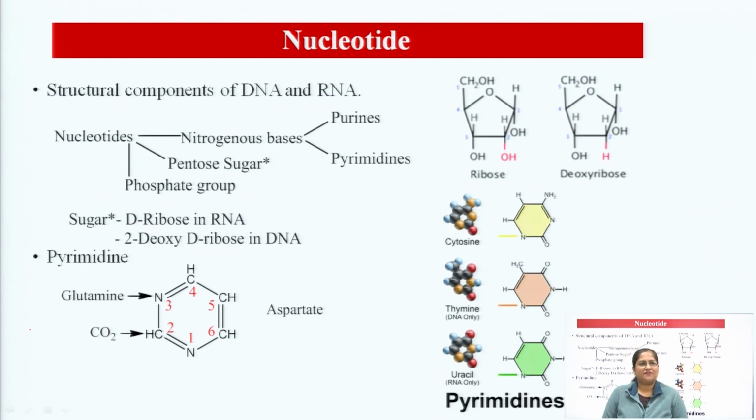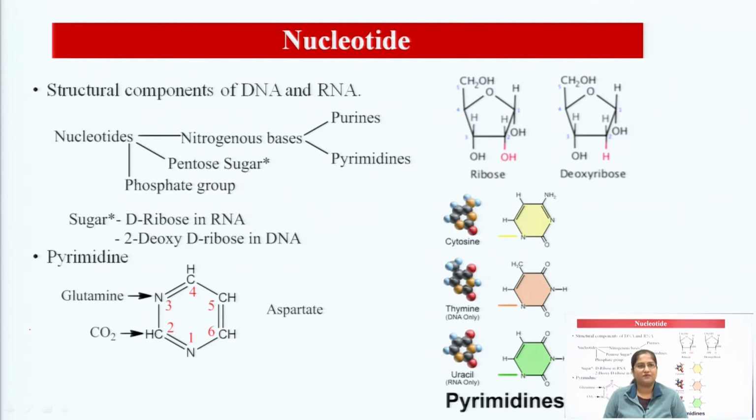So, there is a small revision of nucleotide. Nucleotides are compounds composed of three things primarily: nitrogenous bases, purines and pyrimidines, a pentose sugar, and a phosphate group. The phosphate group can be 1, 2 or 3. If one phosphate group is incorporated, it is called a monophosphate. If 2 phosphate groups are incorporated, it is called a diphosphate, and if 3 phosphate groups are incorporated, it is called a triphosphate.